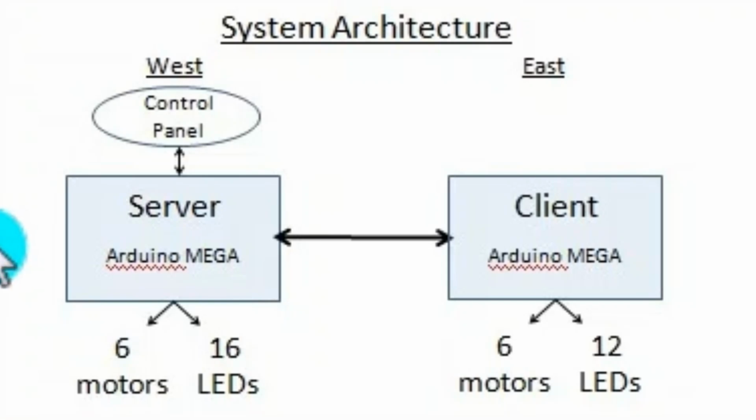The server controls all the motors and LEDs on the west end, including the bridge, and it also does all the user interfaces. It will communicate with the client. The client controls all the motors and LEDs on the east end. Here's a breakdown of the channels between the server and client.